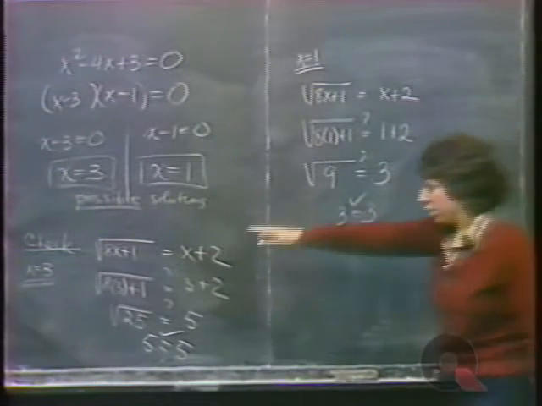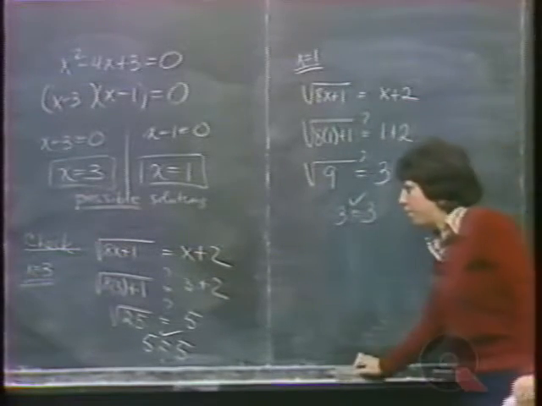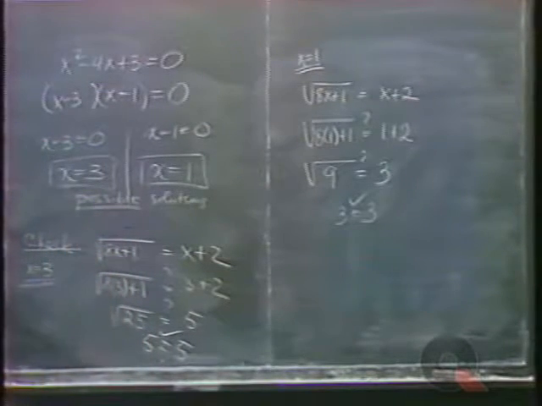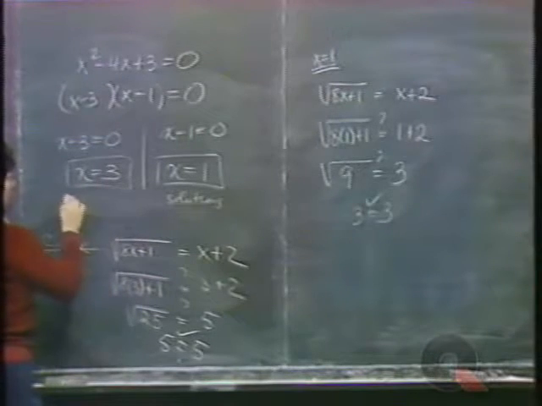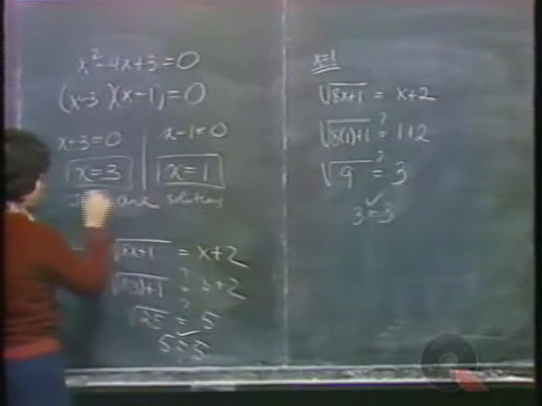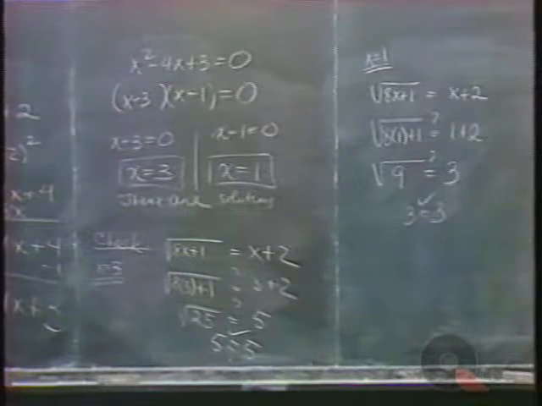So when we substitute in x equals 3, it works, and when we substitute x equals 1, it works. So both of these possible solutions, these solutions to the squared equation, are in fact solutions to the original equation. Okay, both of them work. But until we check, they were just possible solutions to the original equation.